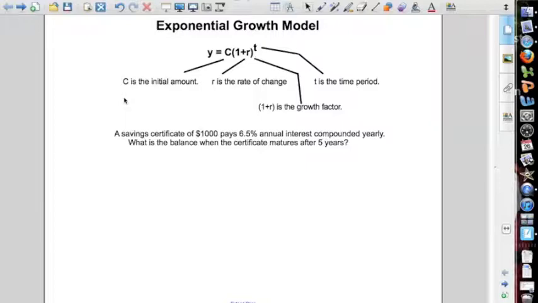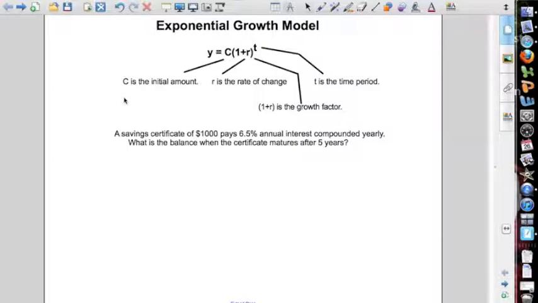About exponential growth today, and specifically the exponential growth model. Now, something's growing exponentially when it's going up by the same percent each period of time. And so typically the time period that we'll be working with for this section is years, and so a lot of times T will represent years for what we're doing. R is the rate of change, and so that'll be that percent that it's increasing each unit of time.